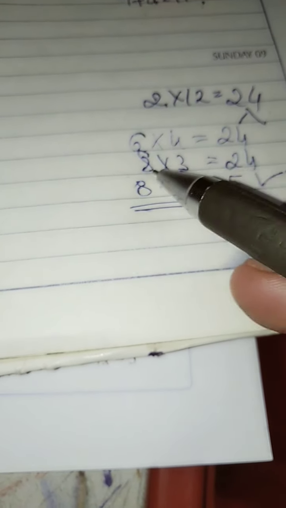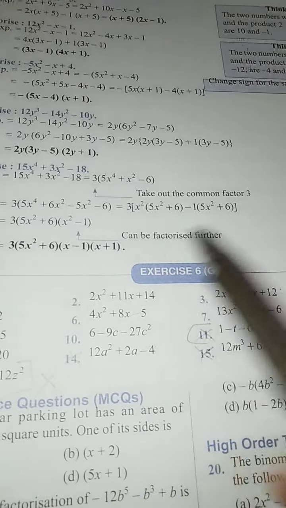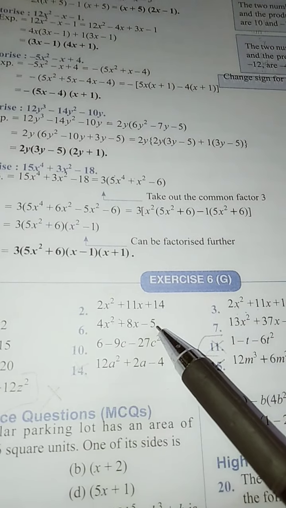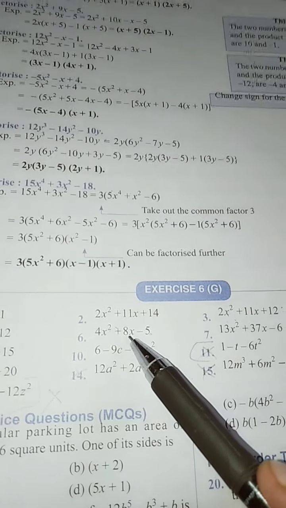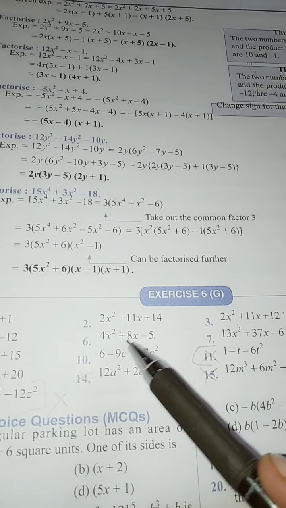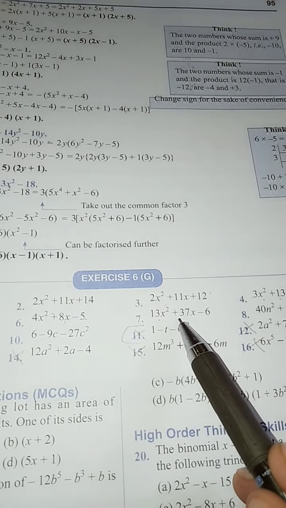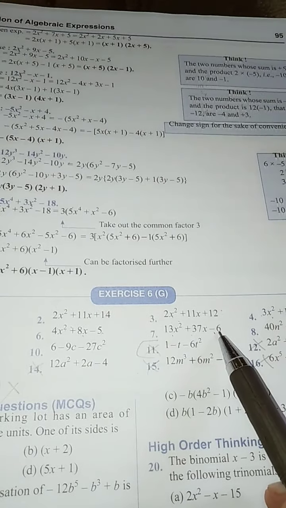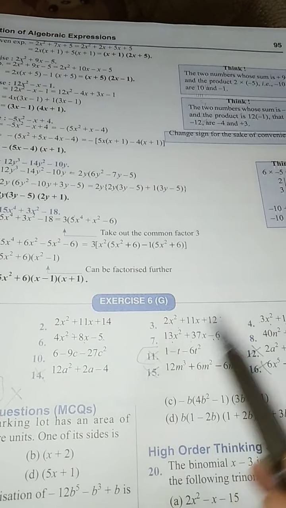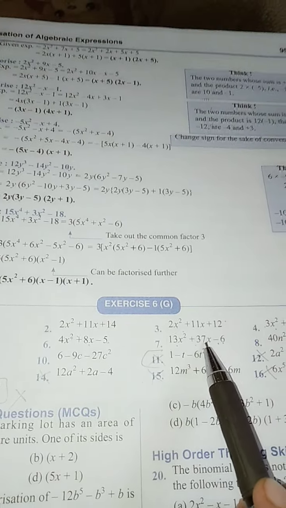A number might have many factors, but whichever factors are satisfied by our middle term, only those factors we are going to use. Here is 4x square plus 8x minus 5. Now 4 fives are 20, so we need factors which differ by 8. 10 twos are 20 and 10 minus 2 is 8. So you can use 10 minus 2 here. Next, 13x square plus 37x minus 6. Multiply 13 into 6, that is 78, and then take the factors of 78 which have sum 37 and split them.